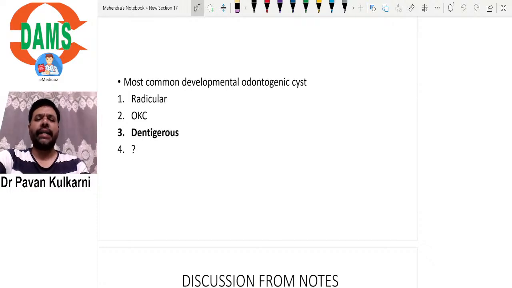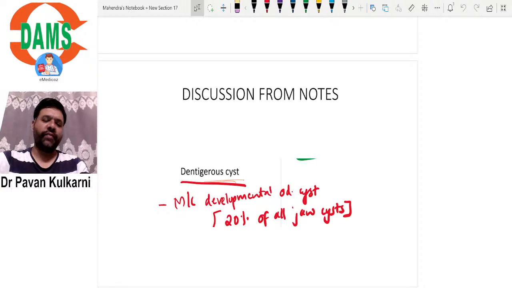It is a simple single-liner MCQ that dentigerous cyst is the most common developmental odontogenic cyst, which we have discussed, making up almost 20% of all jaw cysts. If the question asks for the most common odontogenic cyst, then the answer would be the radicular cyst.